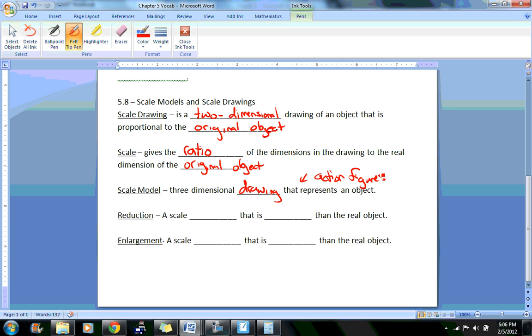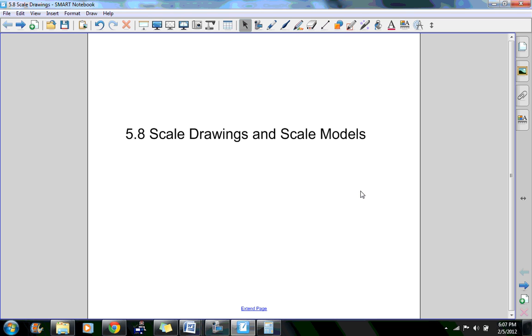Okay. A reduction is going to be a scale drawing that is smaller than the real object, and an enlargement is a scale drawing that is larger than the real object. So a reduction means that you're making the original object smaller, and an enlargement means you're making the original object bigger. Okay? So let's start looking at a few examples here. This shouldn't take too terribly long.